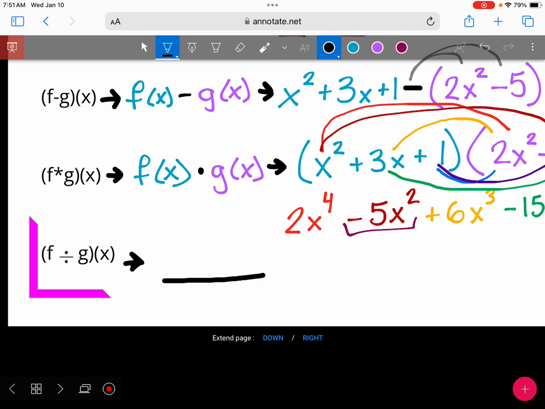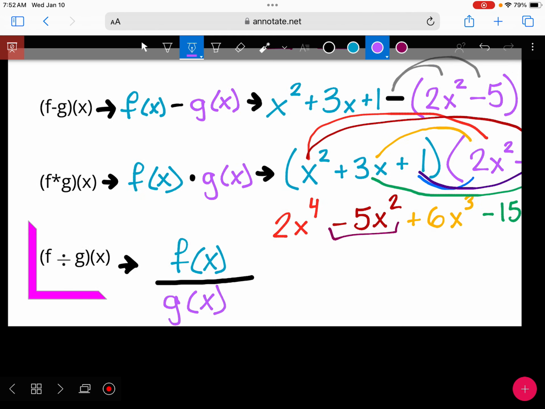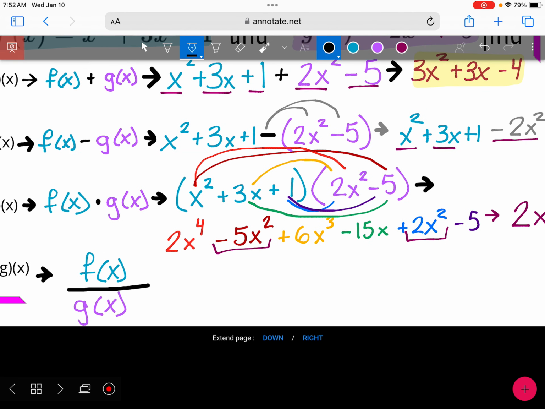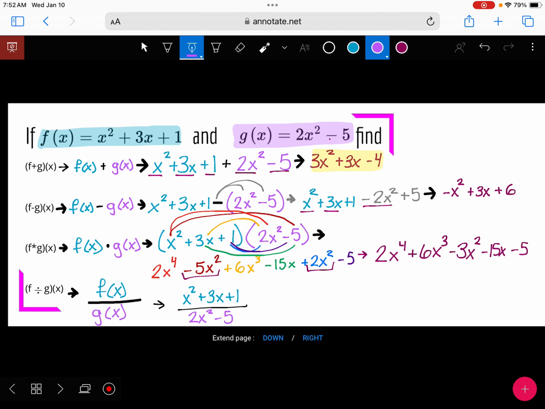All right, so when we have f divided by g of x, what that means is I'm going to take f of x and divide it by g of x. So we're just going to write them out, substitute it in together. So my f of x is that x squared plus 3x plus 1. And my g of x is my 2x squared minus 5. And that's going to be where we leave it.